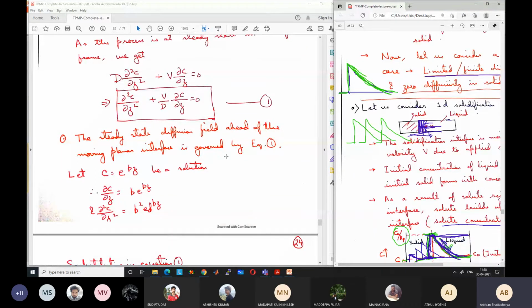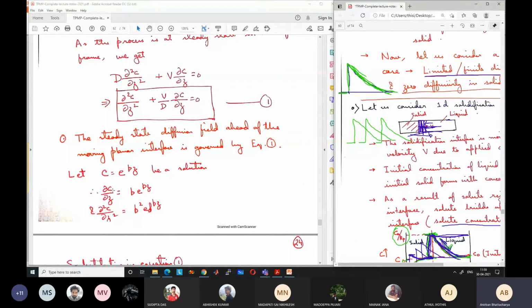Okay. So for solving this, we have to assume that C follows an exponential distribution. By looking at the curve, it looks like an exponential distribution. So let us first assume a solution. Let us assume, then we will see whether it works or not. Let us assume that C is equal to e to the power bz is a solution, where b is some constant. So we are assuming an exponential solution where the concentration decreases exponentially from z equal to 0 to z equal to infinity.